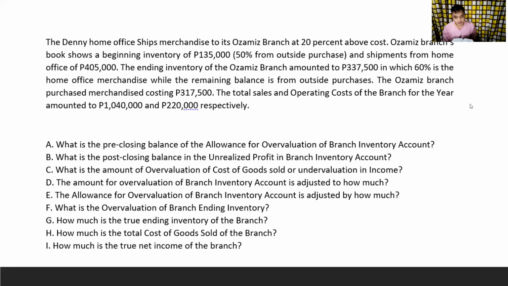What is the overvaluation of branch ending inventory? How much is the true ending inventory of the branch? How much is the total cost of goods sold of the branch? How much is the true net income of the branch?